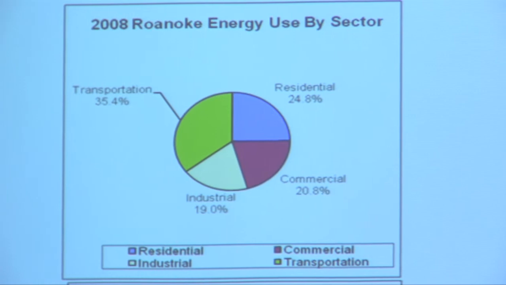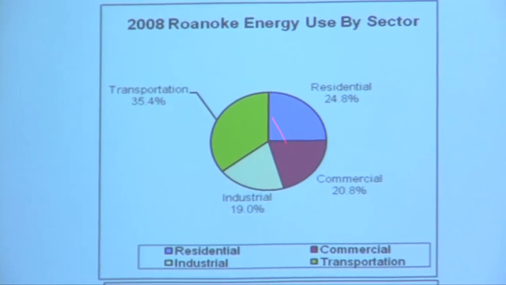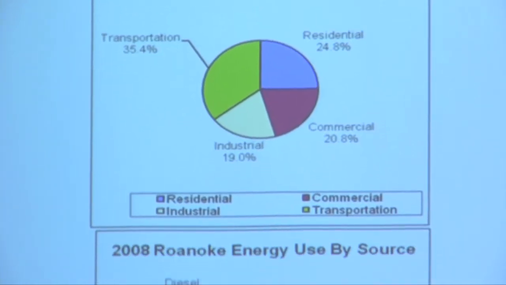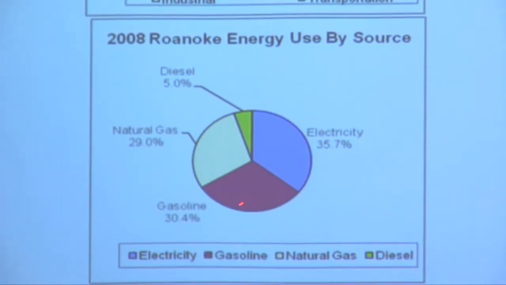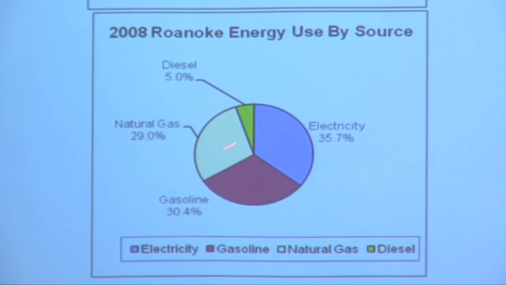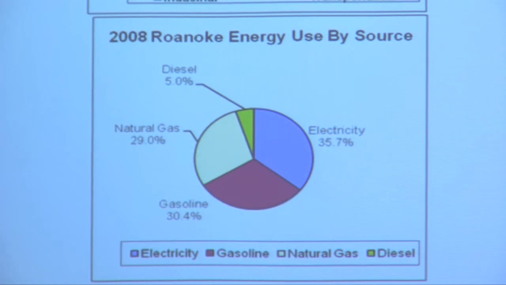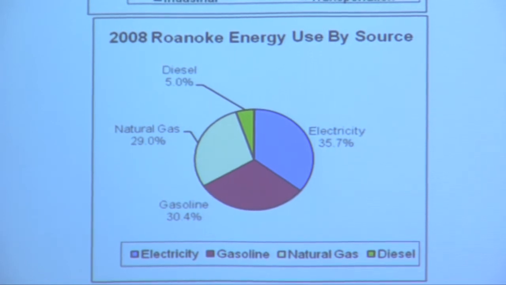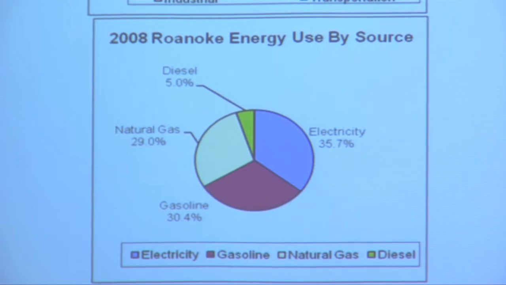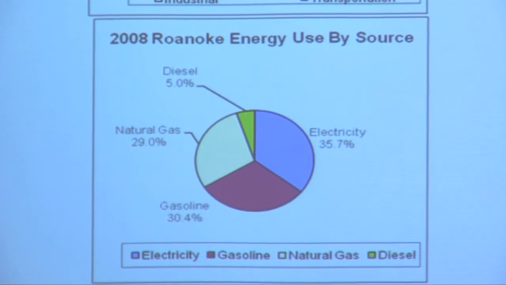Okay? If we look at where this energy comes from, again, it's split. About a third of it is electricity, a third of it gasoline, less than a third natural gas, and a little bit of diesel. Okay? Now remember, I told you before that depending on what fuel you use, it has different amounts of carbon dioxide. So now I'm going to take these energy numbers and I'm going to turn those into carbon dioxide numbers just by multiplying by a factor.